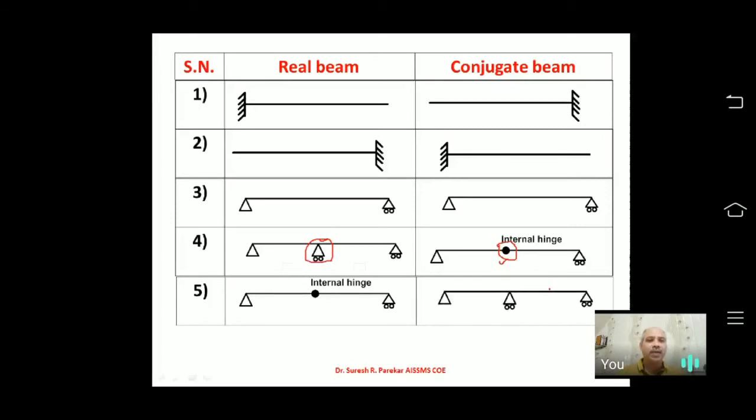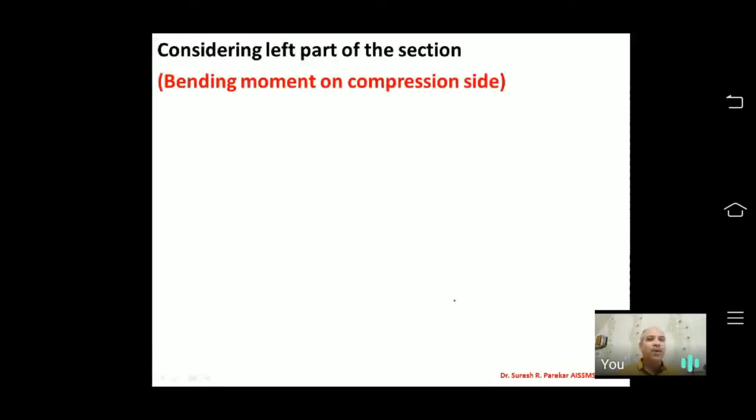Then we can go to the next, number 5, and that is an internal hinge. We are going to consider it as a continuous support. Now, in the same concept vice versa, whatever we have seen in figure 4, and now we will start with problems. So before that, again I will revise the sign convention.